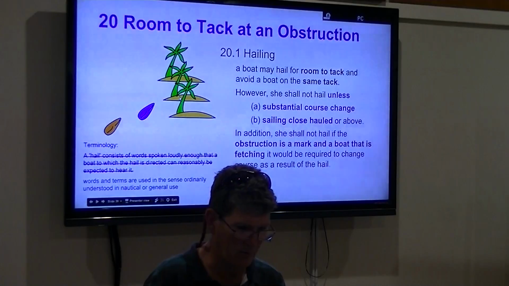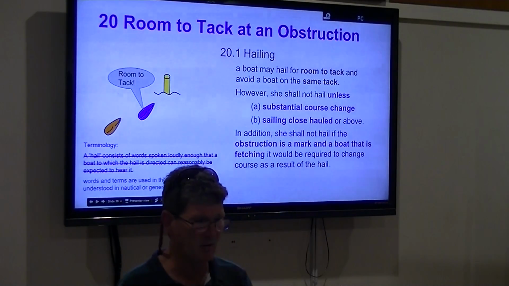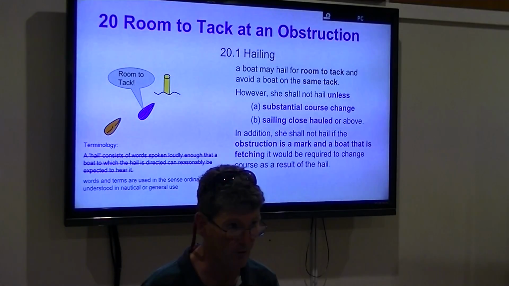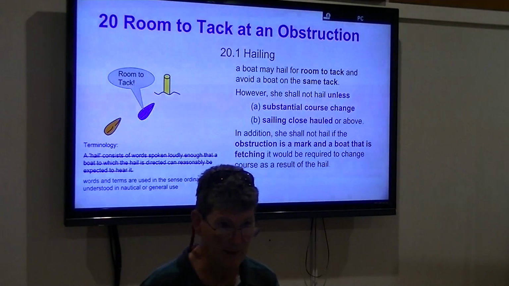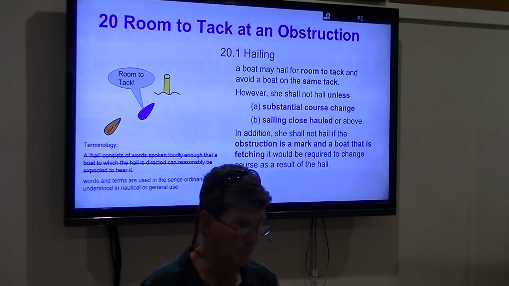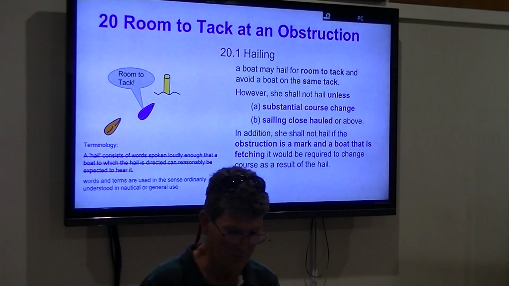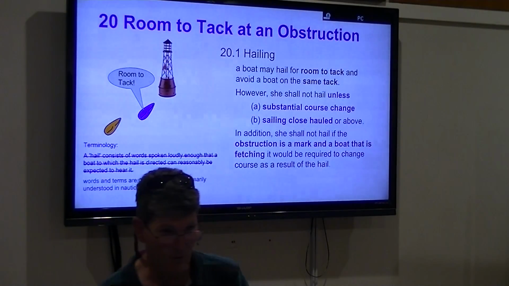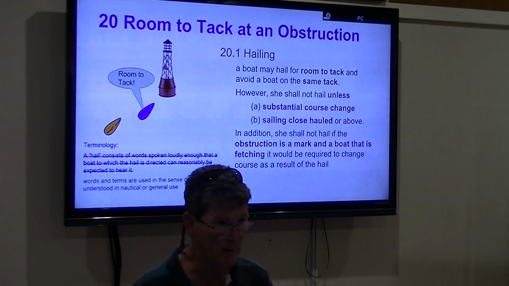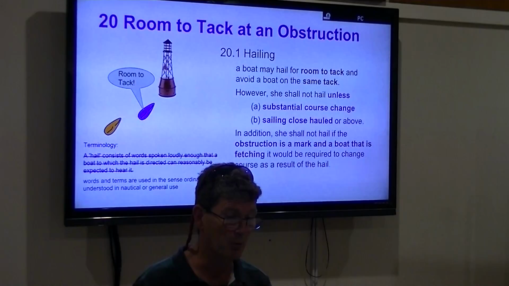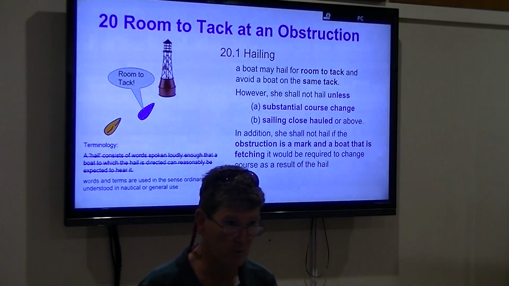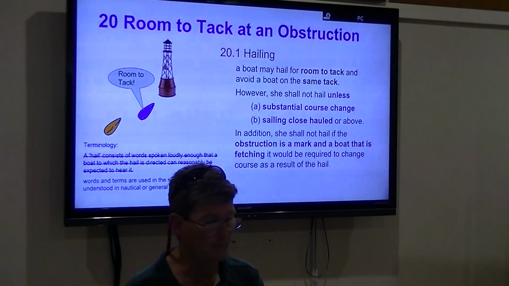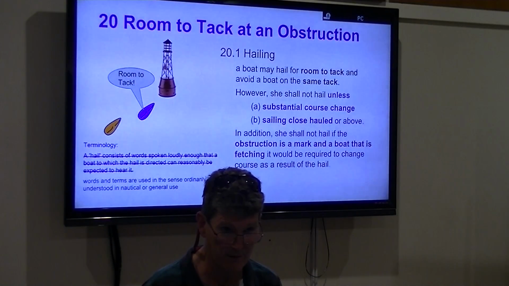I'll put that up a second here. That's the situation there, that if it was a mark, orange is fetching that mark. She can sail straight to it. So blue can't say room to tack in that situation because it's a mark and orange is fetching it, and orange would have to change course, which could be nasty if the mark was there. Again, the rules are based on you normally can hit a mark. In that situation, blue should probably just break the rule and hail, because we'll see in 20.2, if blue hails, orange has to go out. And so therefore she can at least get away and not hit the big red thing.